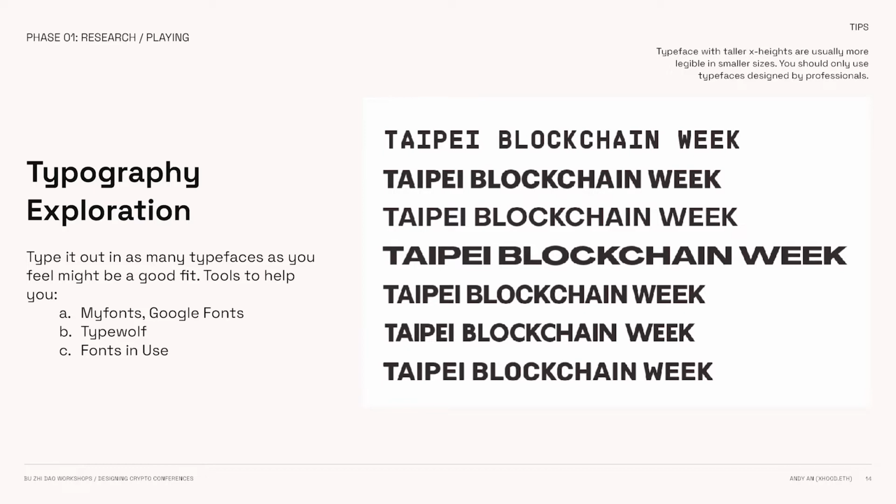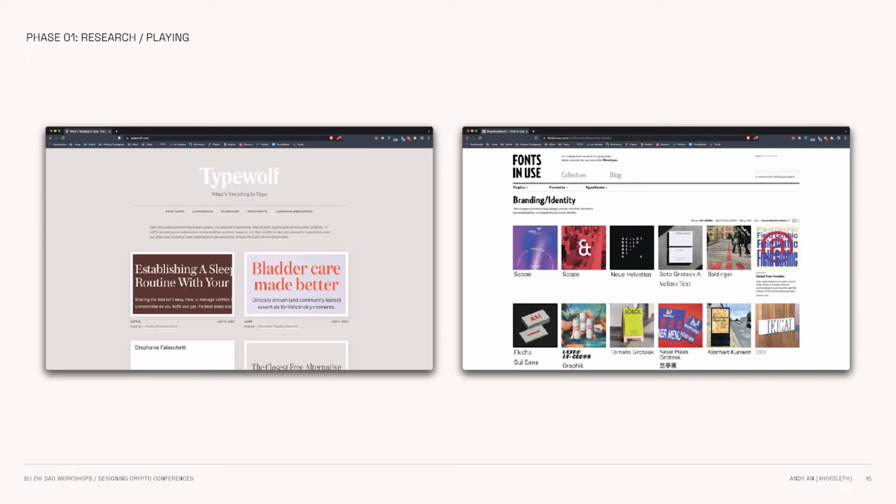Everyone is probably familiar with My Fonts and Google Fonts, but Typewolf and Fonts in Use are also very good tools. Typewolf will show you what's trending in type, and you can also just Google the fonts, and it will give you the background, the designer, all this information on those types, like what it was designed for. And then with Fonts in Use, you will see how brands are using different fonts in real life. That's very important.